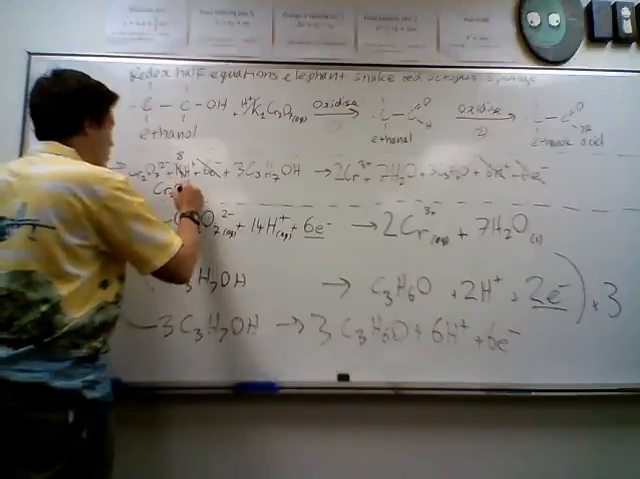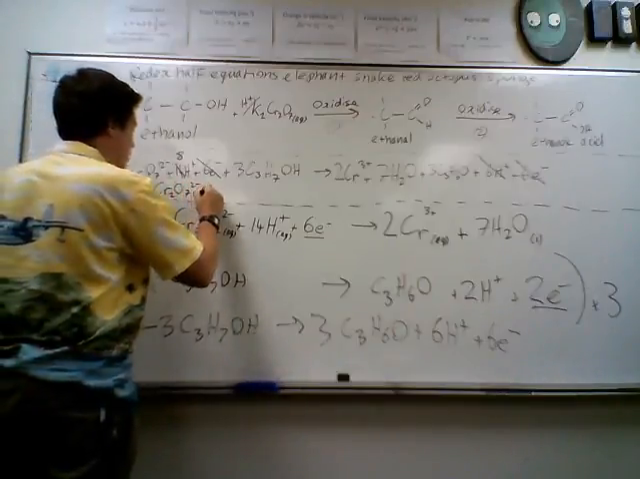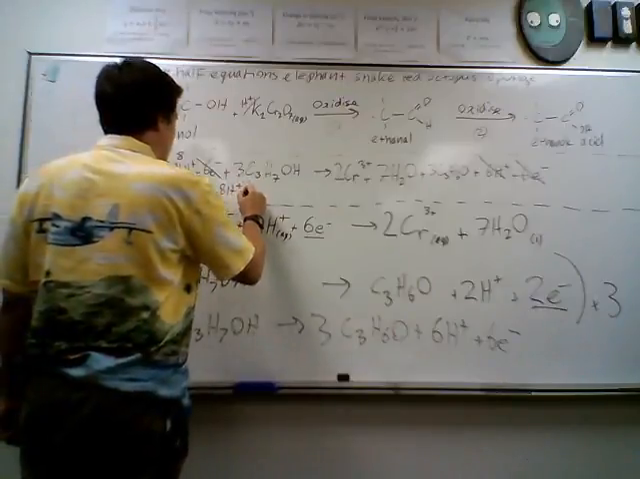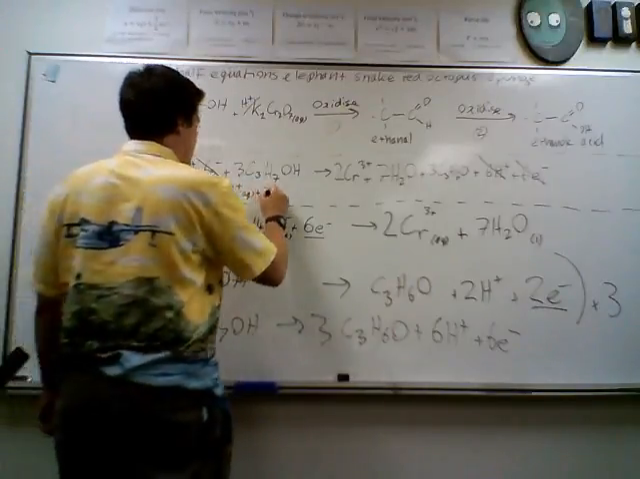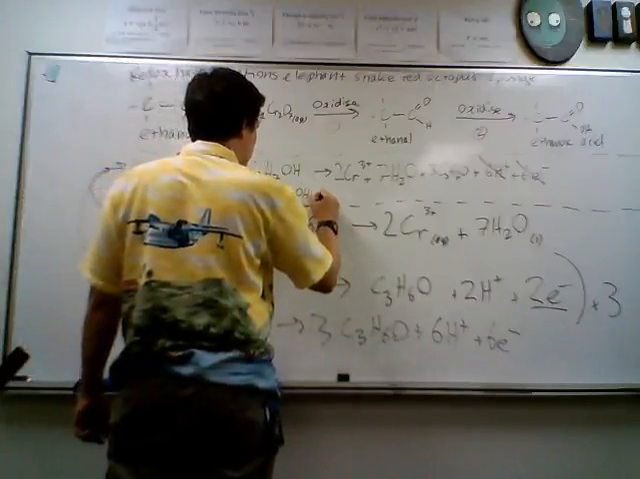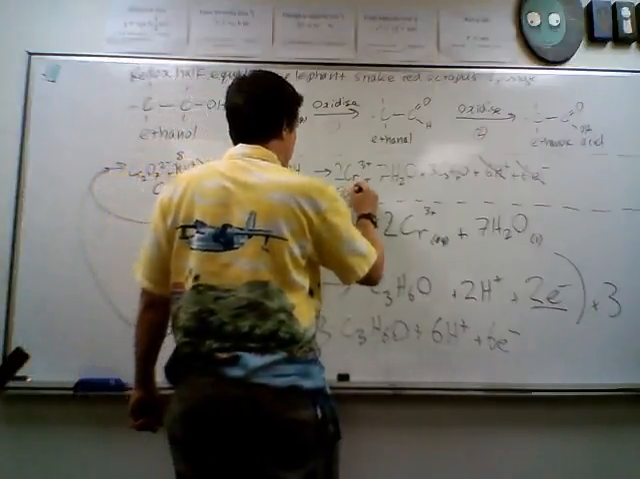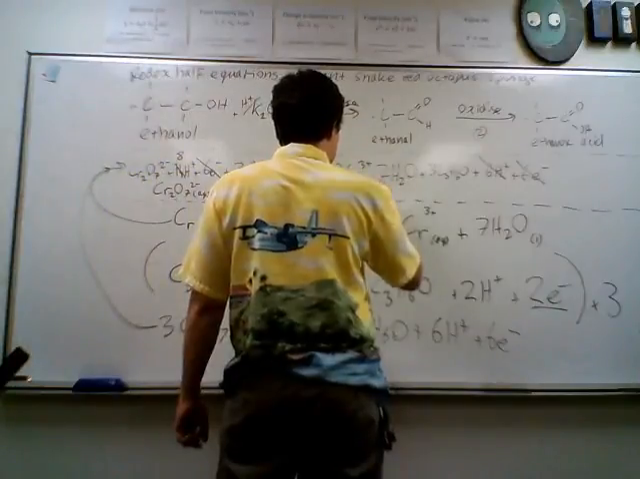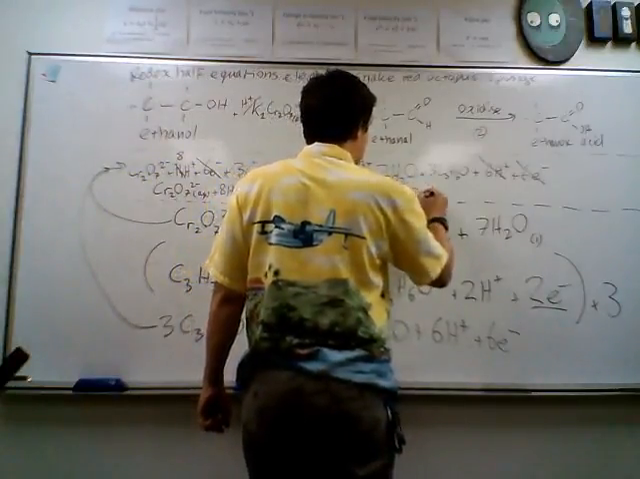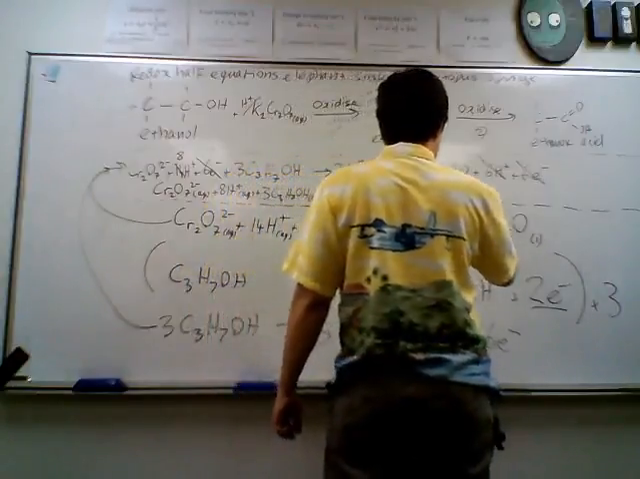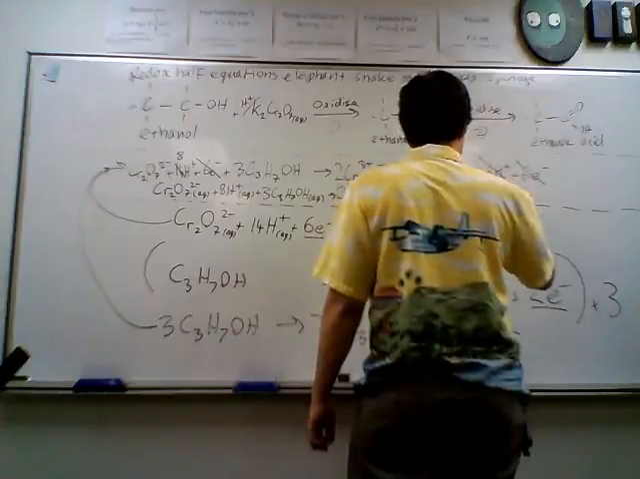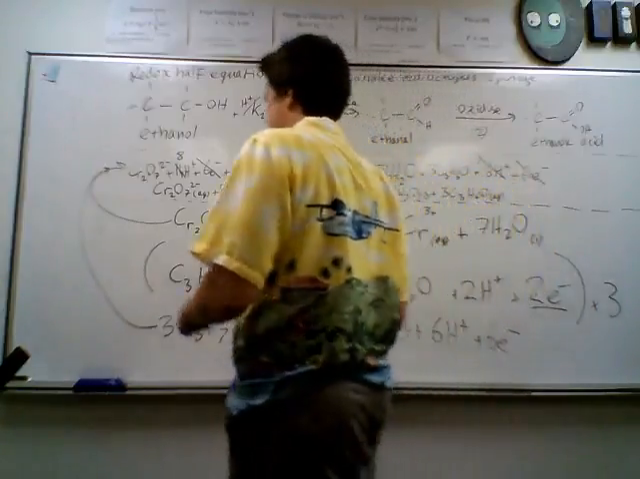Cr2O7 2 minus aqueous plus 8H plus aqueous plus 3C3H7OH aqueous makes 2Cr3 plus aqueous plus 7H2O liquid plus 3C3H6O aqueous.